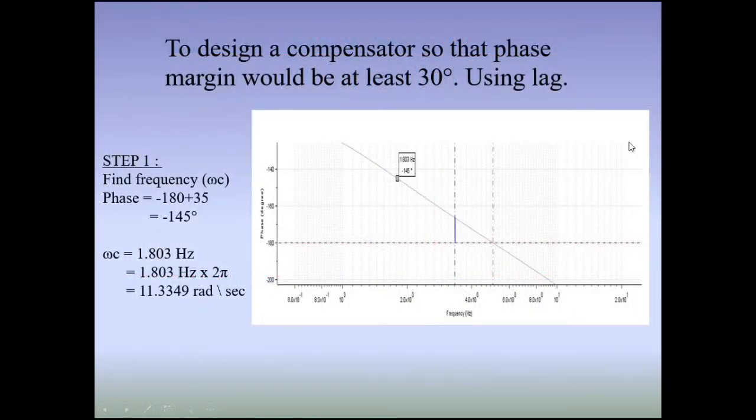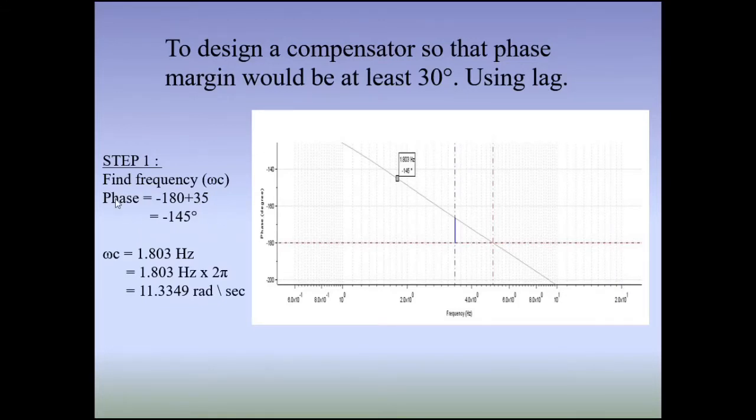Assalamualaikum and selamat sejahtera. My name is Muhammad Imran bin Nur Razman. This is my part. This is our result for our second objective, which is to design a compensator so that the phase margin would be at least 30 degrees. For this case, we are using lag. For step 1, we find the frequency omega c. For the phase, it is negative 180 plus 30 plus 5 using the formula of lag, and the answer is negative 145 degrees.